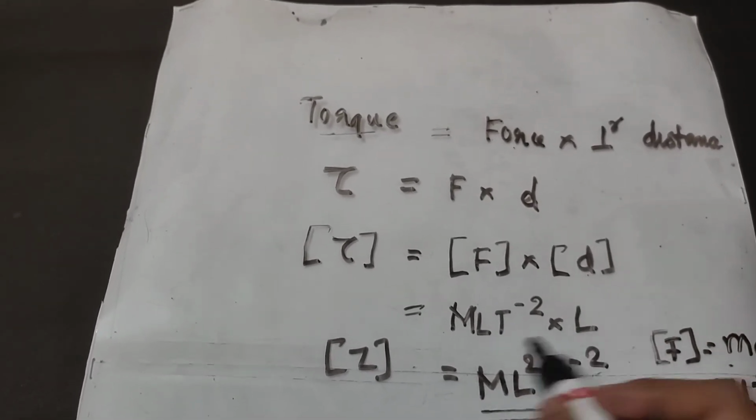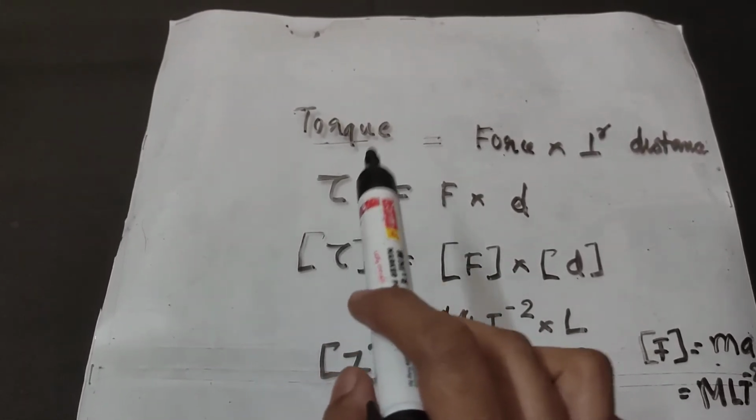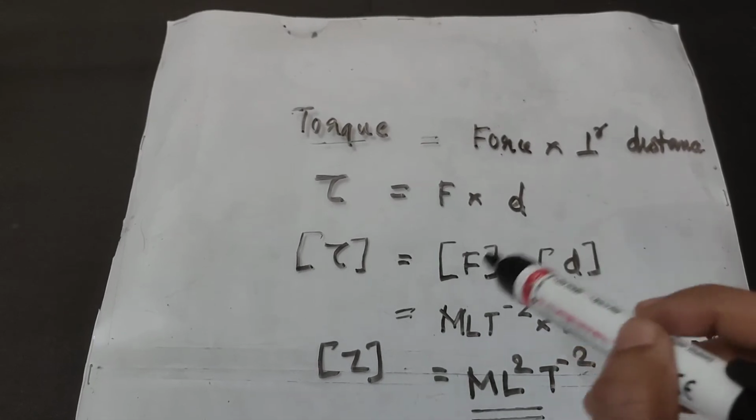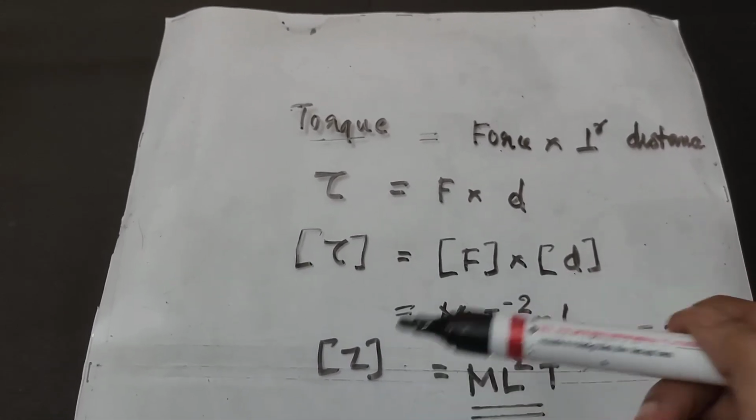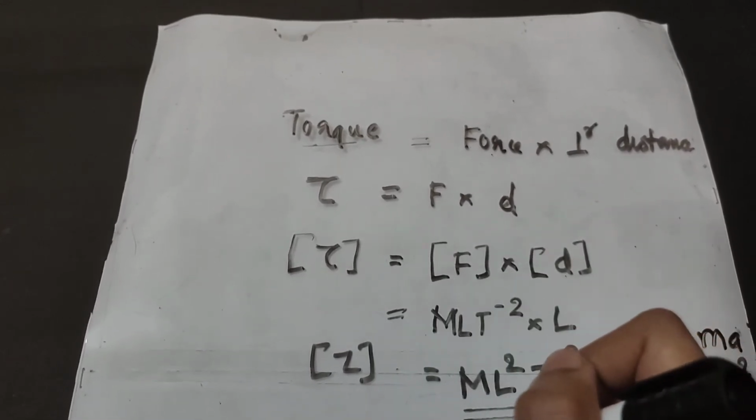This is how we find the dimension of torque. In order to find the dimension, we should know the equation, and from that equation we can find the dimension of any physical quantity.